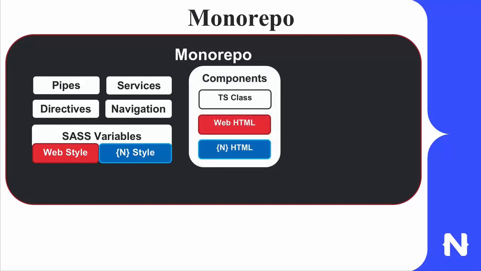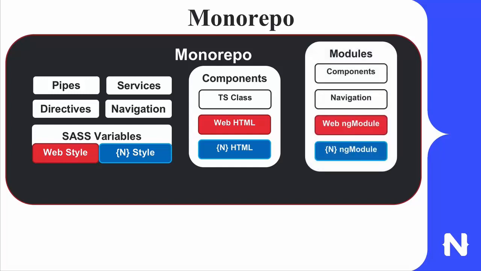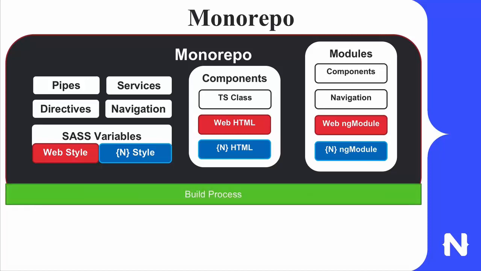And then for each of our components, the classes are pretty much shareable, but then we would have 2 different types of HTMLs, one for web and one for NativeScript. And then similarly for modules, we could reuse all the components, we could reuse the navigation, but we probably would have 2 different types of ng modules. And then having all that project, we need some sort of a build process that will be able to take the shareable elements and then the platform specific.